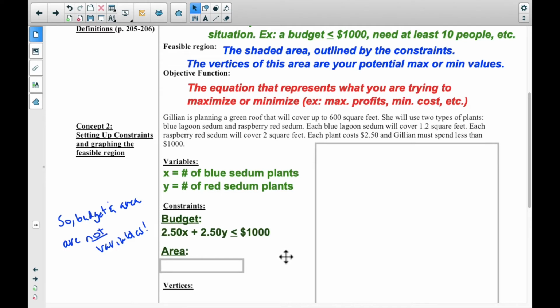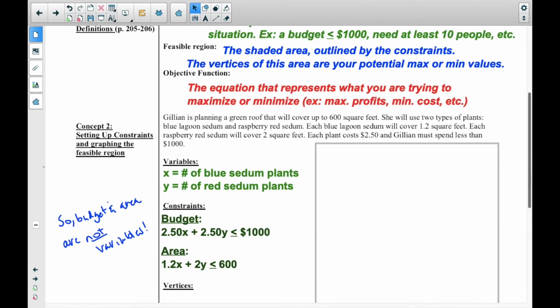Now we have to think about the area. What is the area? We've talked about 600 square feet. It has to be less than that because it's up to. She has two types of plants. One of them takes 1.2 square feet. The other one takes 2 square feet. So our area is going to be 1.2x plus 2y is less than or equal to 600. Okay, I think a lot of times the hardest part is just setting up the variables.